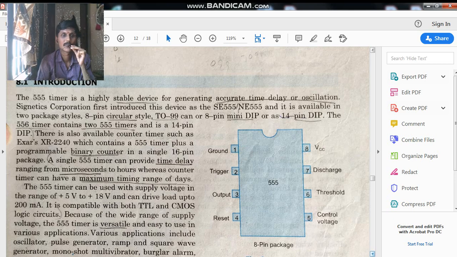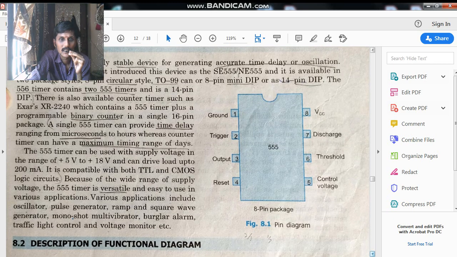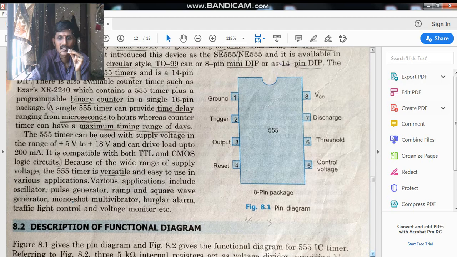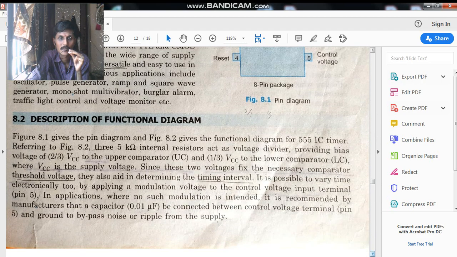An astable multivibrator is otherwise called a square wave generator, and the monostable multivibrator is otherwise called a missing pulse or single pulse generator circuit. This is the 8-pin IC. It consists of ground, trigger, output, reset, control voltage, threshold, discharge, and VCC. The trigger input is given only for the monostable multivibrator.